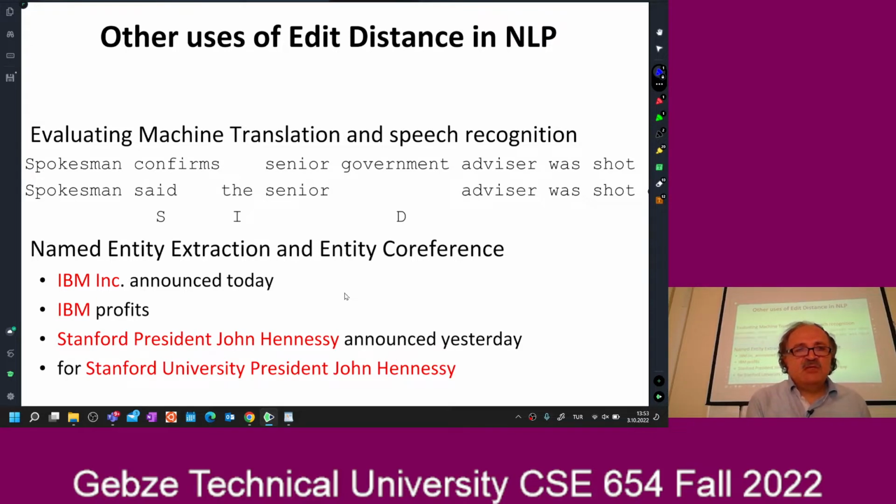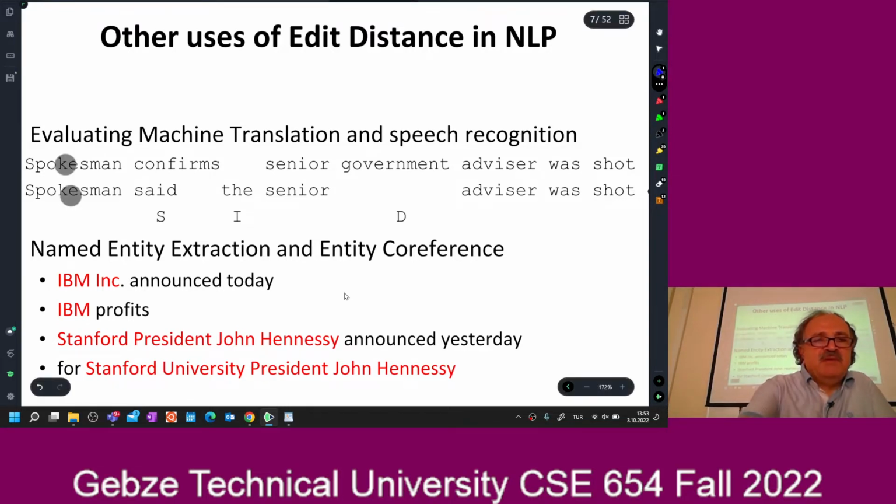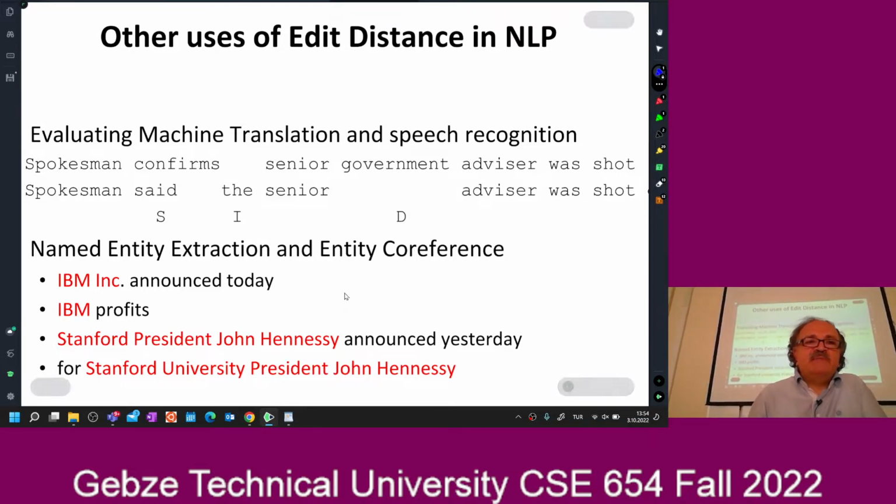One of them says spokesman confirms senior government advisor was shot. The other one says said the senior advisor was shot. They both look like nice English sentences. So what am I going to do? Some people say that let's measure the edit distance between them. This is the same. Keep it. Okay, substitute it. I can substitute confirms with said. Why? Because they are almost the same thing.